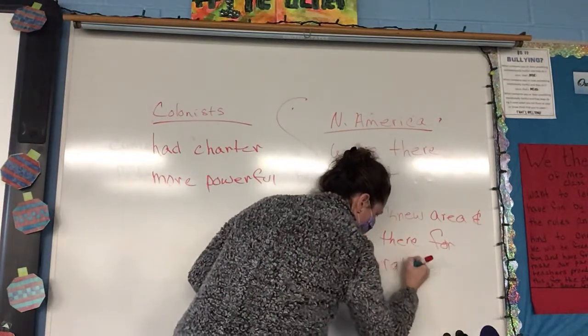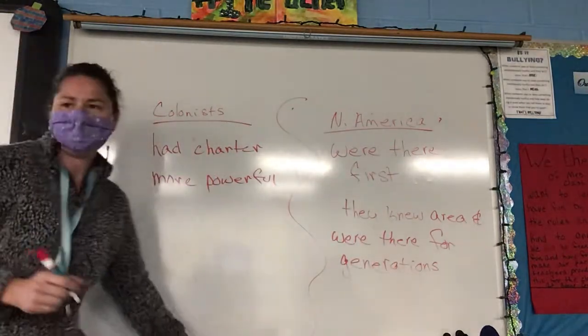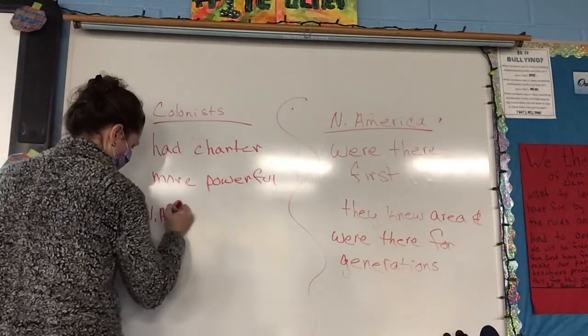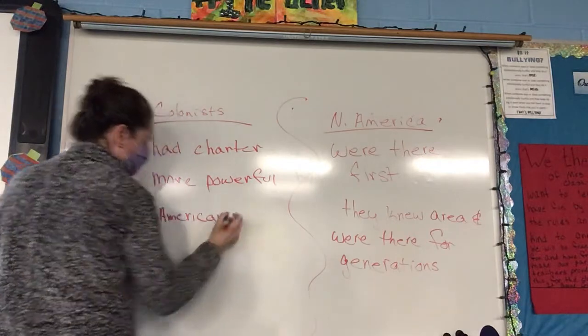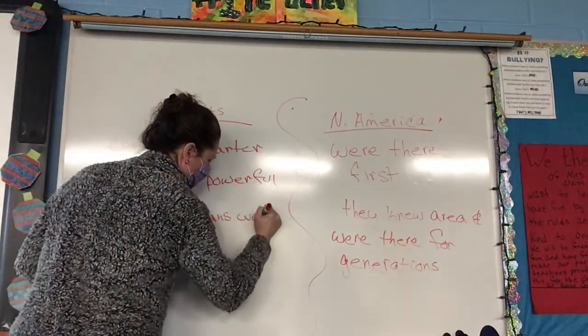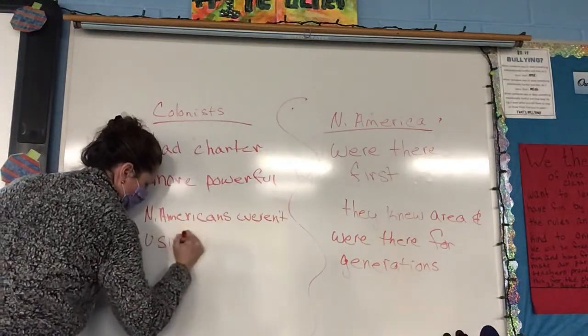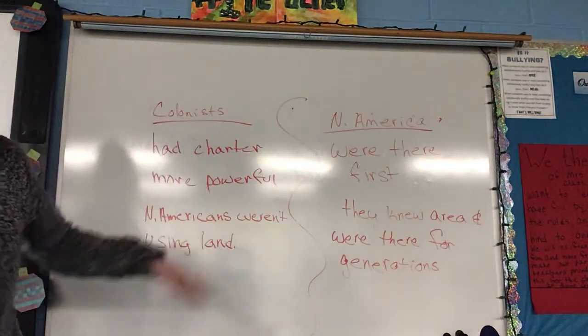The colonists also said that the Native Americans weren't using the land. So if you're not using it, we're going to use it, right? But they've been living there. Right, they were, but not according to what the colonists thought they should be using it for. If you're not using it, okay, we're going to use it. Conflicts start to happen.